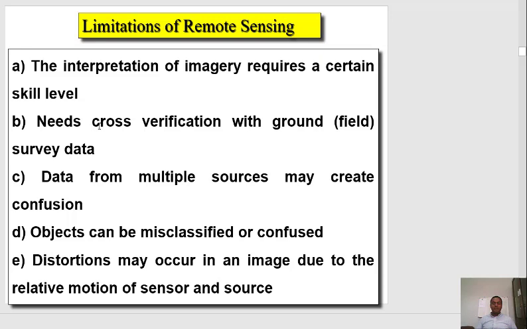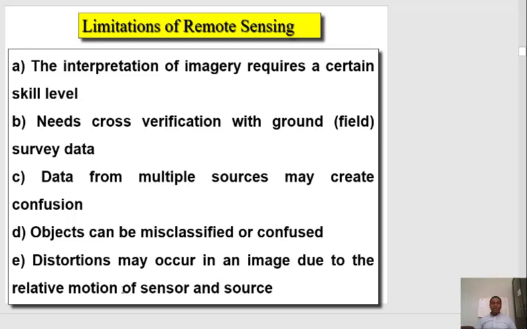Another issue is that data from multiple sources may create confusion. You need to be very skillful to be able to extract information from multiple sources of remote sensing. Objects can be misclassified or confused, and distortion may occur due to relative motion of sensors. These sensors could be mounted on aircraft, on satellites, or on drones. So the relative motion of the sensor and the source could create some kind of distortion.